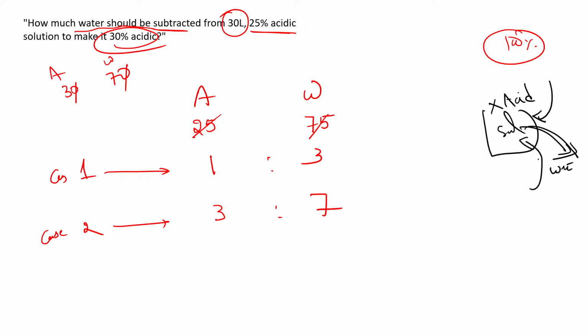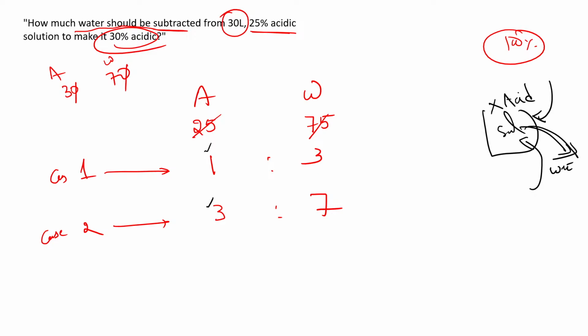Remember, we are removing the water but we are not doing anything with the acid. That means whatever acid is there before removal of the water, the same acid has to be there after removal also. So make sure you have the same acid here. But the problem is, in the first case we have only 1 unit of acid, in the second case we have 3 units of acid. So we have to make sure both of them are the same number.